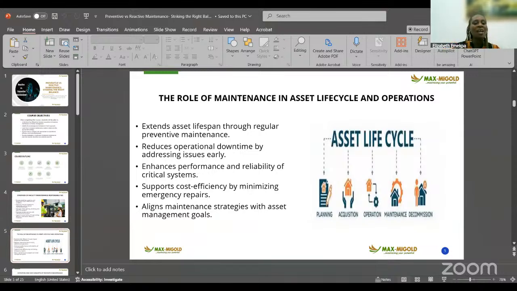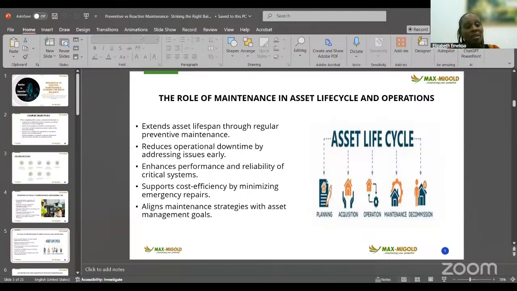Okay, so what are our roles in maintenance? What are our roles of maintenance in assets, lifecycle, and operation? I mentioned, for example, your phone. Simply, what does it mean? What does maintenance have to do with assets? In our generator, in our HVAC, in all the things we manage. When we carry out a carefully planned maintenance, what does it do? When you take your generator for servicing, what happens?